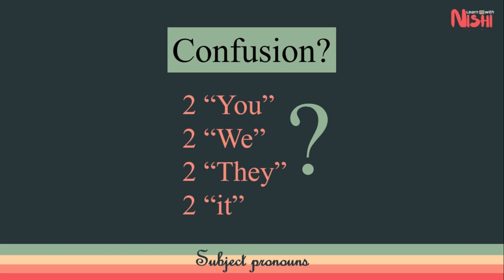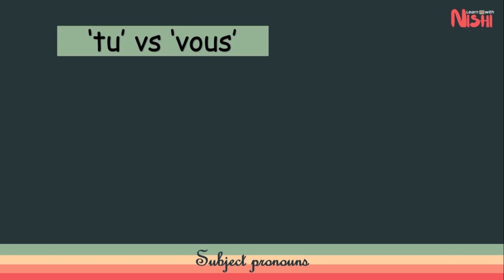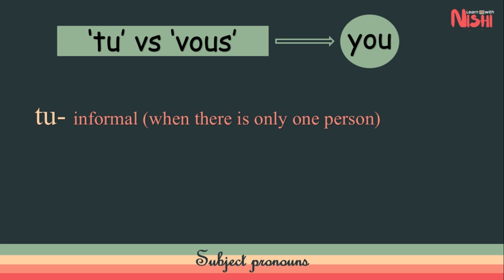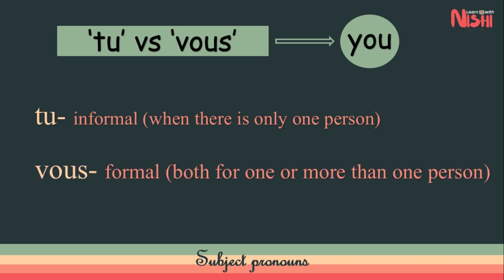Nothing to worry. I am here to clear the confusion. Tu and vous both mean you, but we use tu in informal cases, like with people you speak to casually, like your friend or people younger than you. And vous is used in formal cases to show politeness. It is used for both one or more than one person.